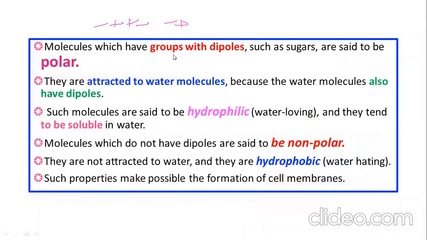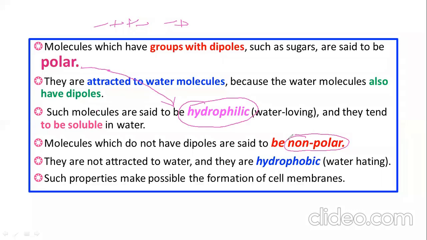Okay, now molecules having groups with dipoles, such as sugars, are said to be polar. Those molecules in which these charges can develop are called what? Polar molecules, right? And those molecules will be soluble in water. They are water-loving molecules, and are called hydrophilic molecules. Hydrophilic means polar molecules having charge that are soluble in water. So such molecules are called what? Hydrophilic, water lover.